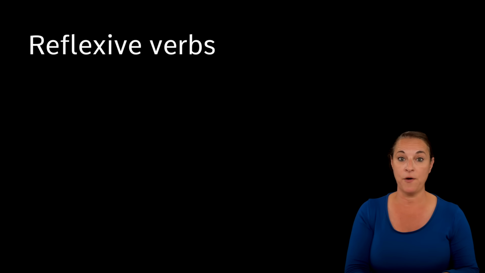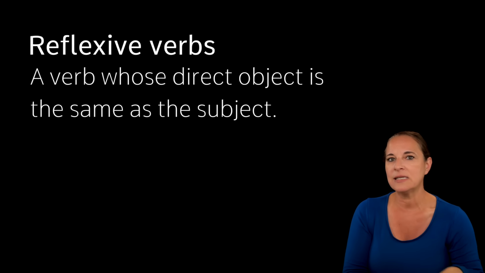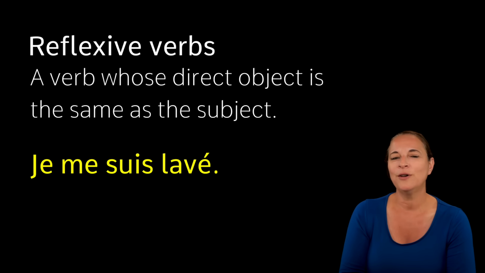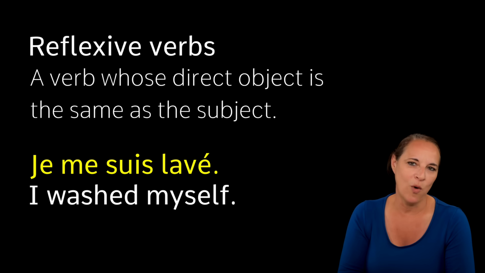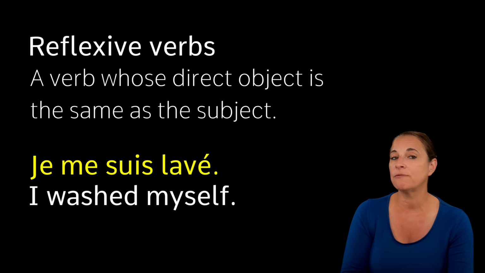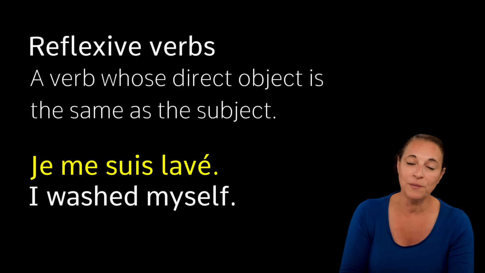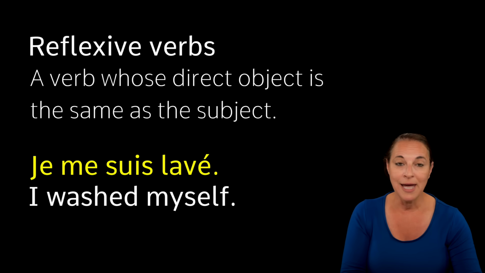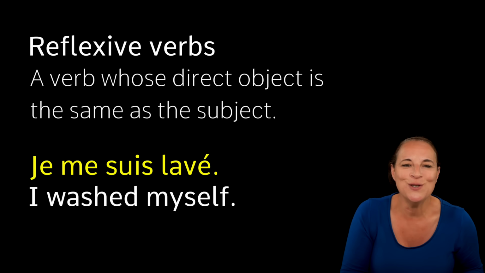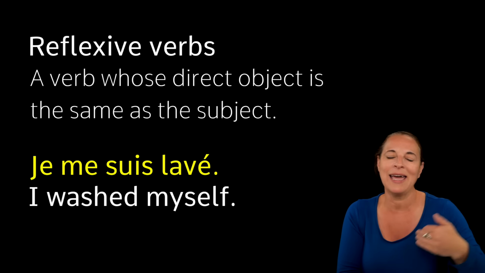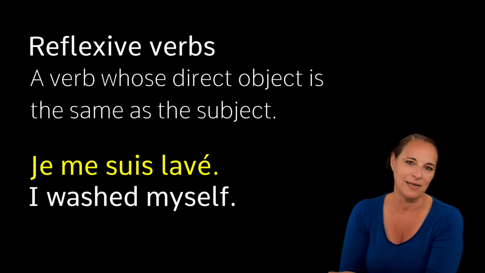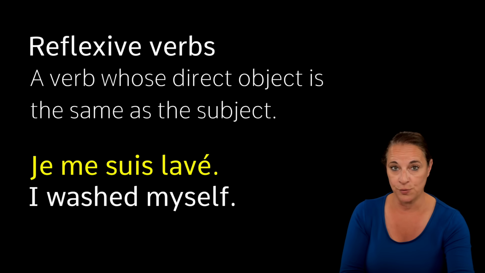A reflexive verb is a verb whose direct object is the same as its subject. For example, je me suis lavé. I washed myself. As you can see here, we're using two things that tells me it's reflexive. The reflexive pronouns me, je me, and the auxiliary verb être, suis. Again, you must know how to conjugate être and avoir in the present tense to be able to use the verb in the passé composé. It's very important.